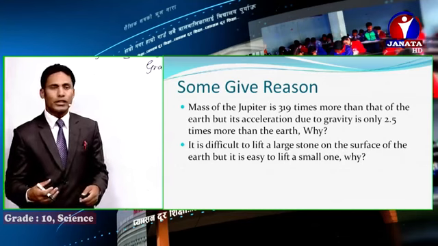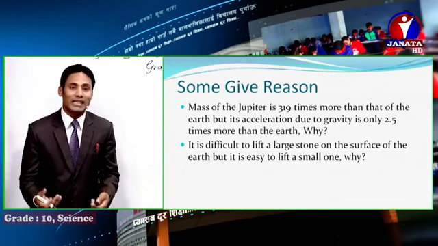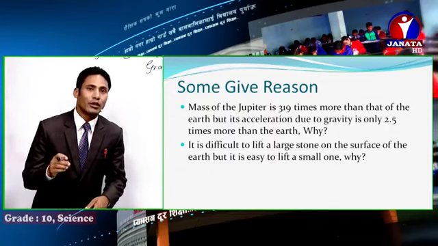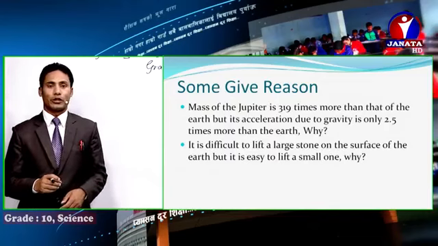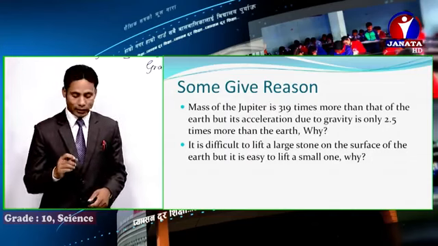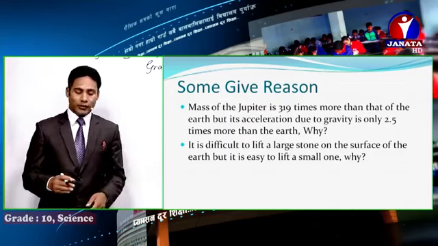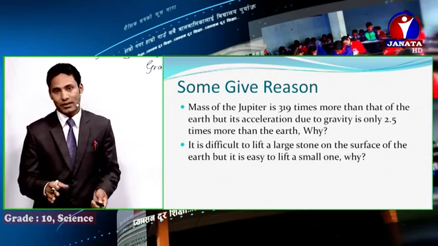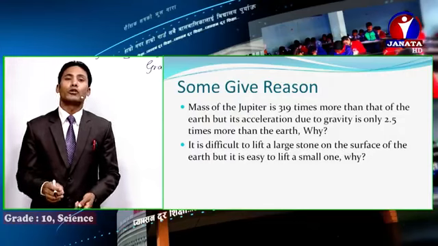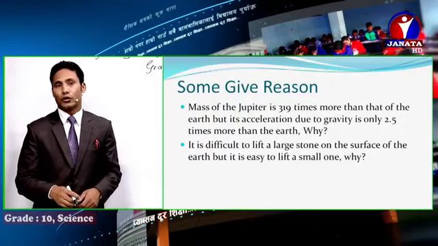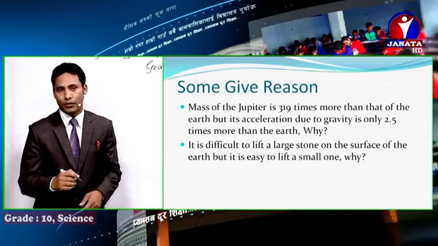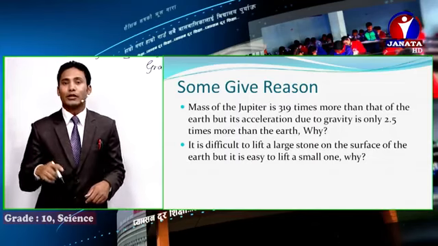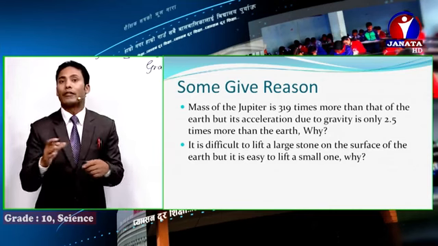Why? The question is, mass is 319 times more, but the acceleration is only 2.5 times greater than the acceleration due to gravity of the Earth. Why? That is the question. Now, the acceleration due to gravity is directly proportional to the mass. That is okay. But it is also inversely proportional to the square of distance. That means directly proportional to the mass, but inversely proportional to the square of the distance or the radius.